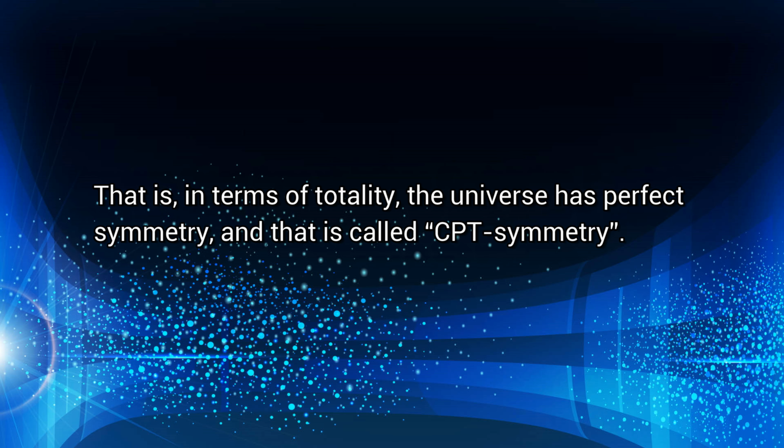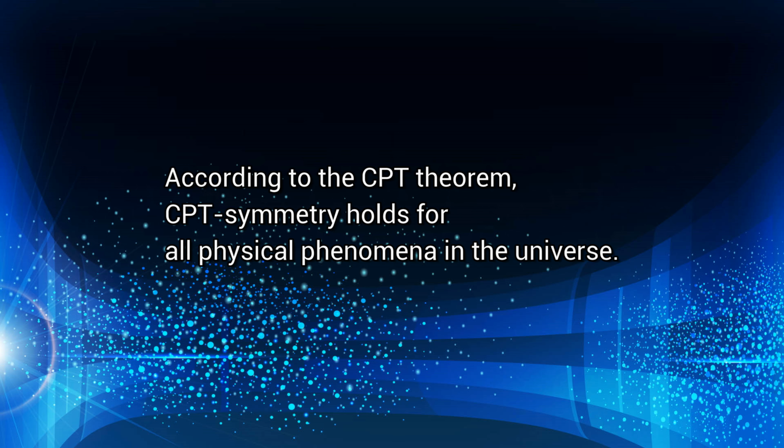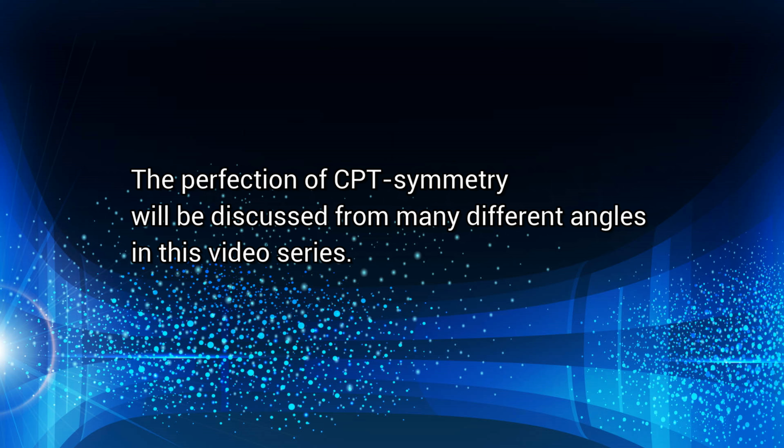That is, in terms of totality, the universe has perfect symmetry, and that is called CPT symmetry. C symmetry is the symmetry of yin and yang, P symmetry is the symmetry of space or left and right, and the T symmetry is the symmetry of time. The structure of CPT is considered to be the most fundamental code of reality. According to the CPT theorem, CPT symmetry holds for all physical phenomena in the universe. The perfection of CPT symmetry will be discussed from many different angles in this video series.